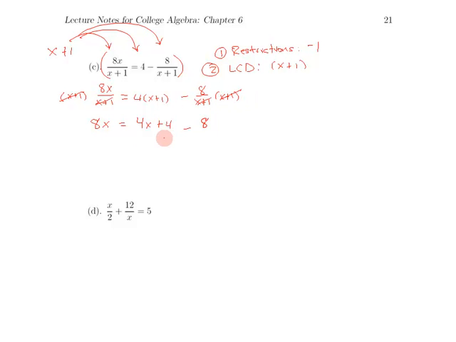Okay, so let's see what I get. Combine these together, I'll have 4x minus 4 is equal to 8x. Subtract the 4x from both sides. 4x is equal to negative 4. Divide both sides by 4, and I get x is equal to negative 1. Now, what do you notice about that? It's restricted. Okay, which means we mark it out.